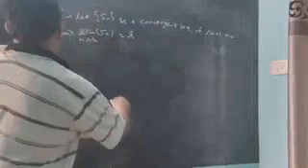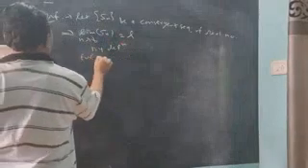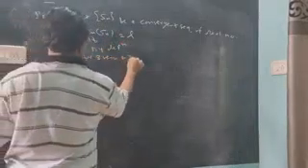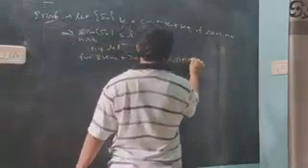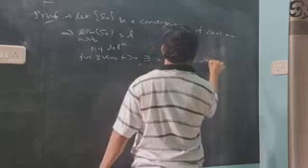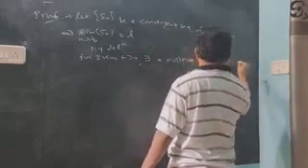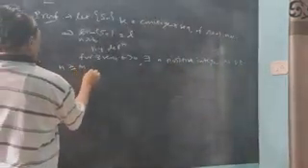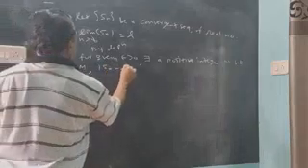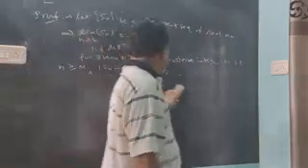Now limit means, just by definition: for every epsilon greater than 0, there exists a positive integer m such that for n greater than m, we have mod of Sn minus L less than epsilon. So this is the definition of limit of a sequence.